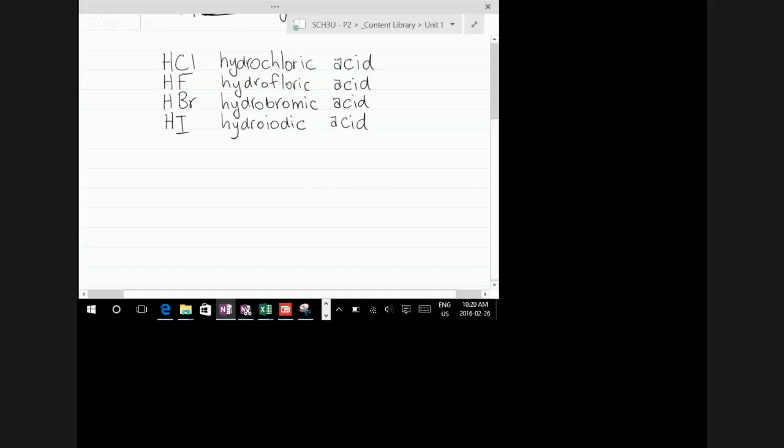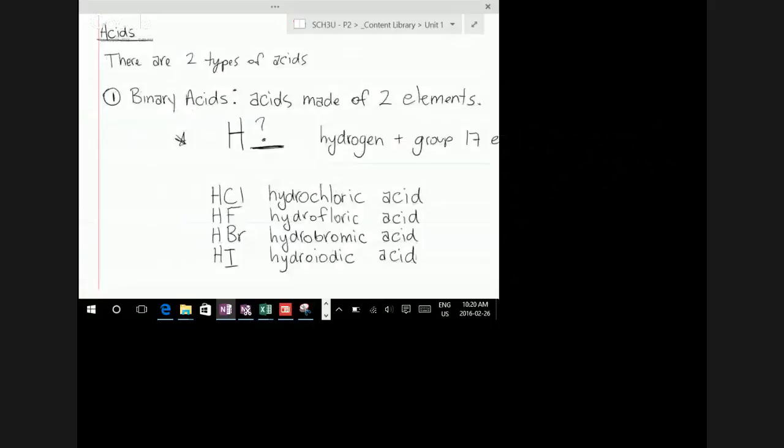Oh, excuse me. Is this like a separate note? Yeah, there's a new note on acids. Okay. Yes, that's fine.